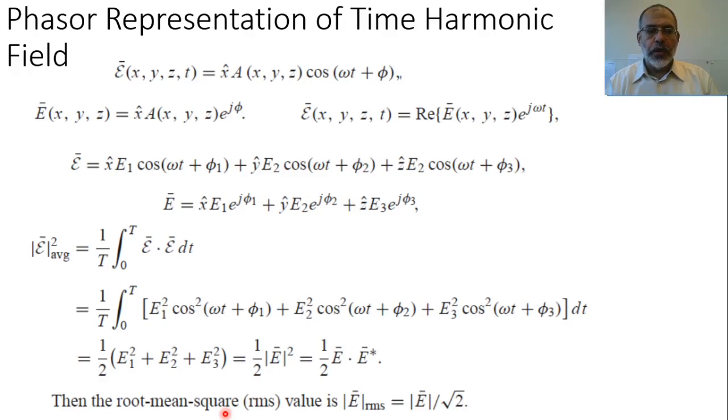So, according to the average electric field in time harmonic fields, we can say that the root mean square value of the electric field equals the amplitude of the electric field over the square root of 2. The root mean square value of the electric field equals the magnitude of the phasor of the electric field over the square root of 2.